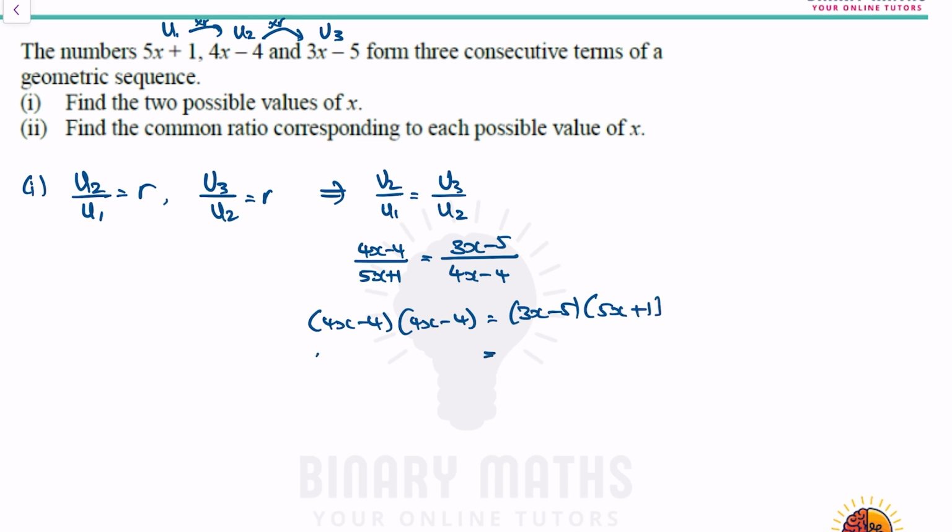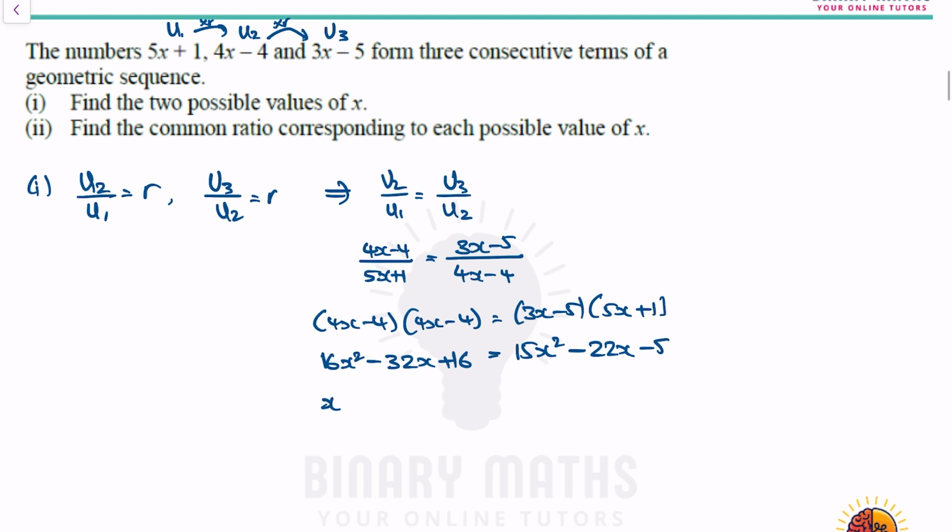Okay, if I expand the bracket, I get 16x squared minus 32x plus 16 on the left-hand side. On the right-hand side, I get 15x squared minus 22x take away 5. If I move everything to the left-hand side, I get x squared minus 10x plus 21 is equal to 0. When I factorize it, I get (x minus 3)(x minus 7) is equal to 0, which means x is equal to 3 or x is equal to 7.